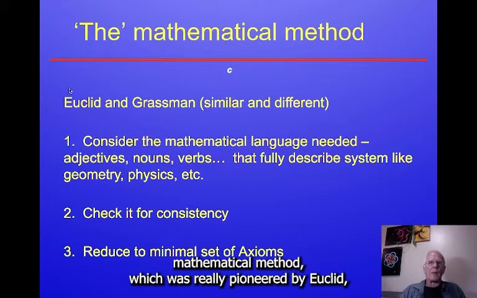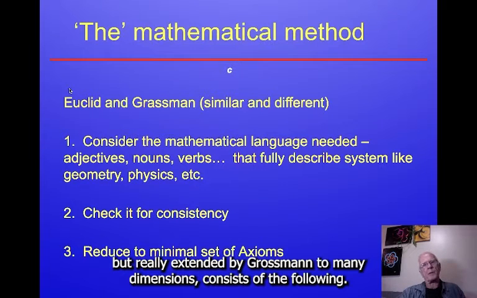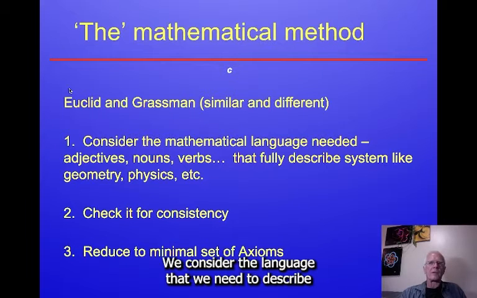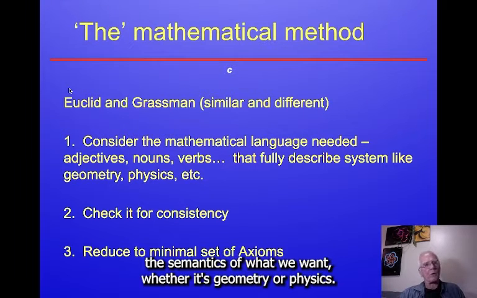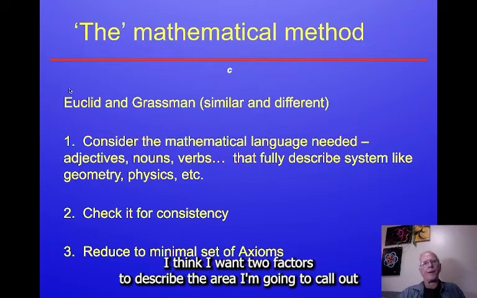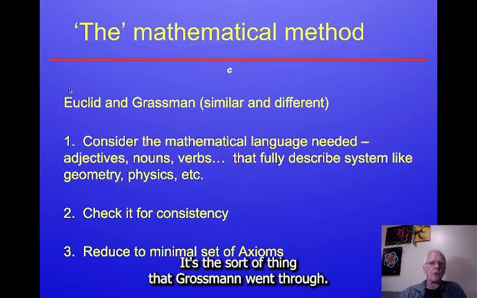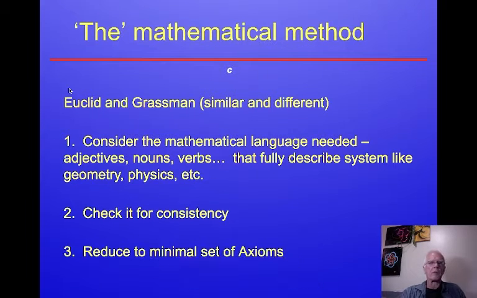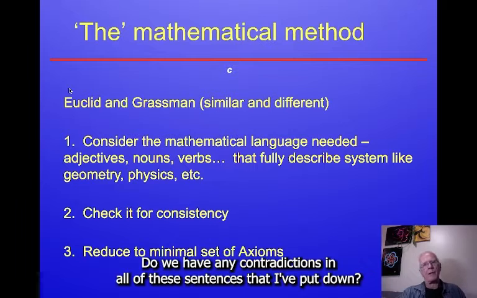So the mathematical method, which was really pioneered by Euclid, but really extended by Grassmann to many dimensions, consists of the following. We consider the language that we need to describe the semantics of what we want, whether it's geometry or physics. I think I want two vectors to describe the area. I'm going to call that a multiply. It's the sort of thing that Grassmann went through. Then we check for consistency. Do we have any contradictions in all of these sentences that I've put down?